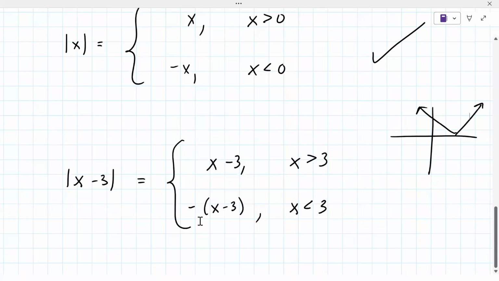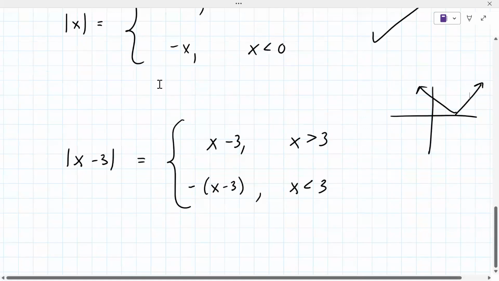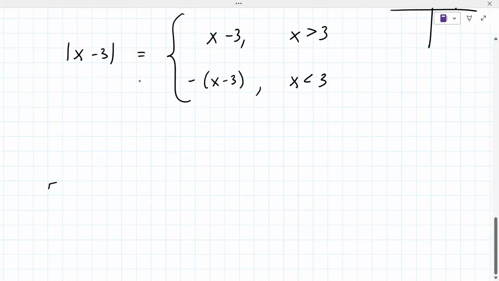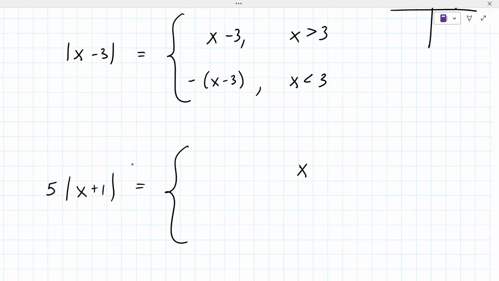So there's a bit more though. There's other things to consider. Like what if there's a number out in front? Let's say there's a 5 absolute value x plus 1. So this time the breakpoint is wherever this equals 0. Where does this equal 0 inside here? That would equal 0 when x is negative 1. So we have x greater than negative 1, x less than negative 1.